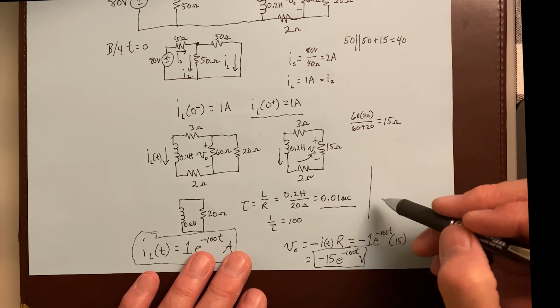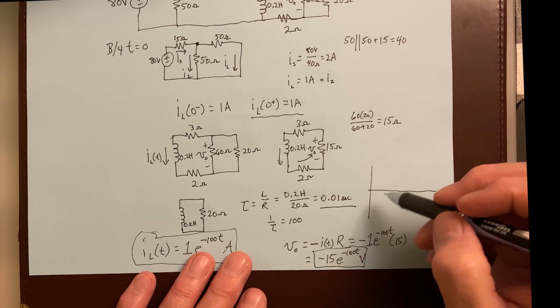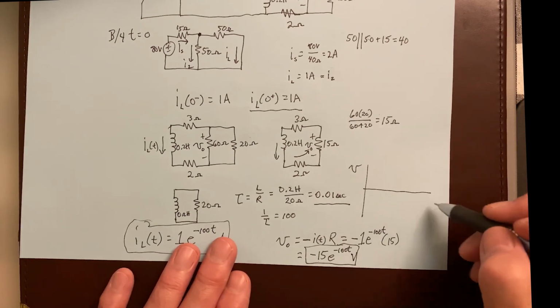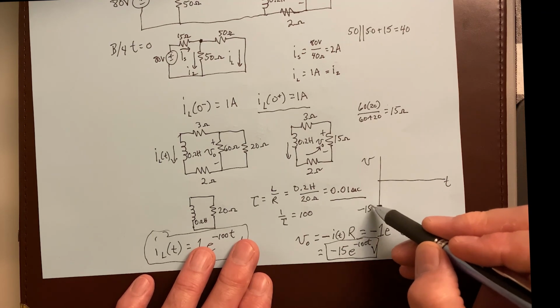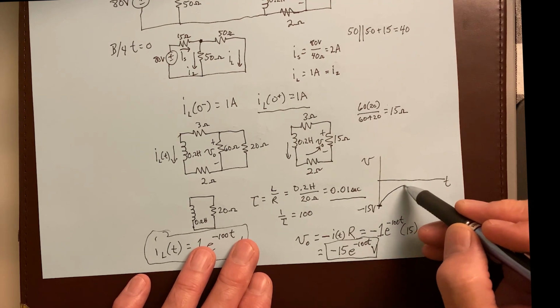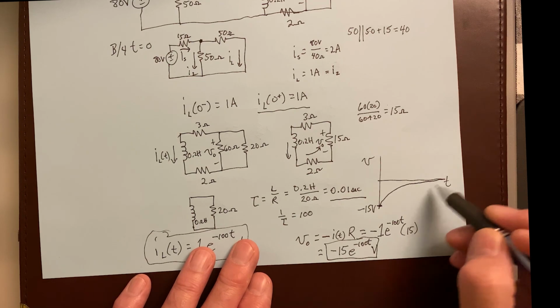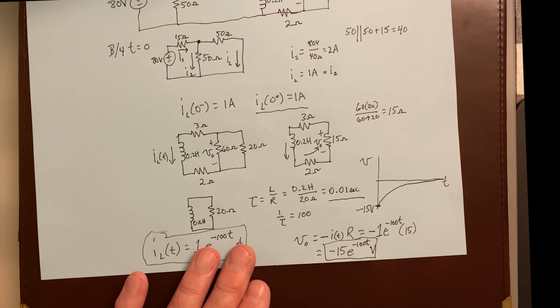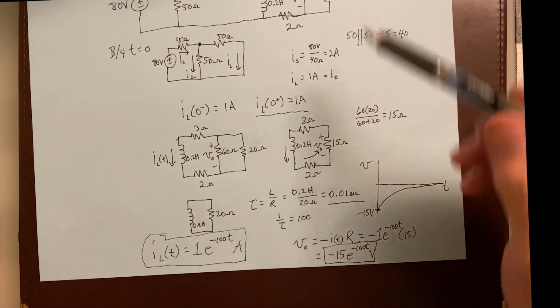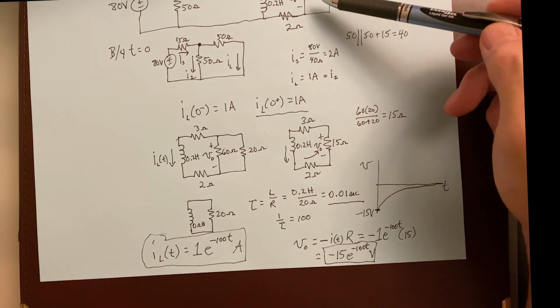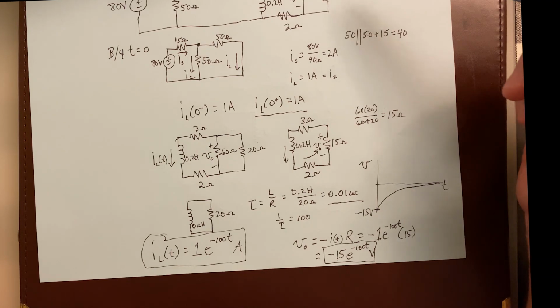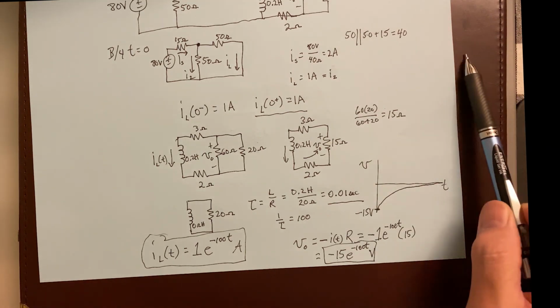So if we were to graph that, this is V versus t, starting out down here at negative 15 volts, and over time it decays to 0 in the limit, like that. Okay, so we just solved this and we figured out what V naught was across that 60 ohm right there. Okay, we'll stop here and pick up with RC natural responses next time.